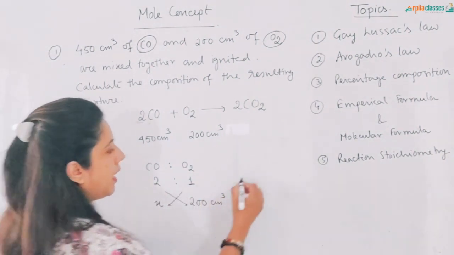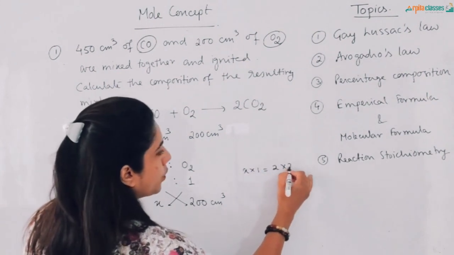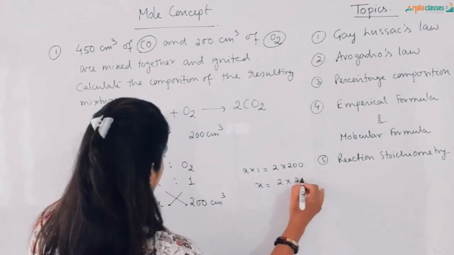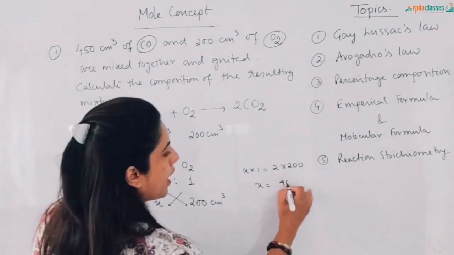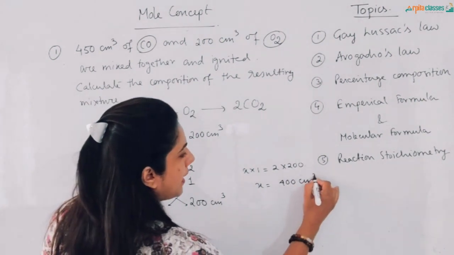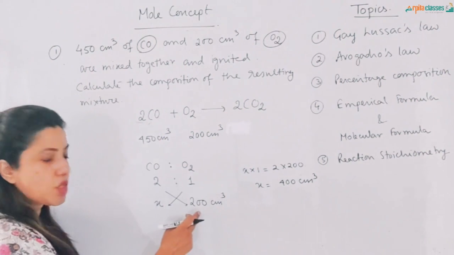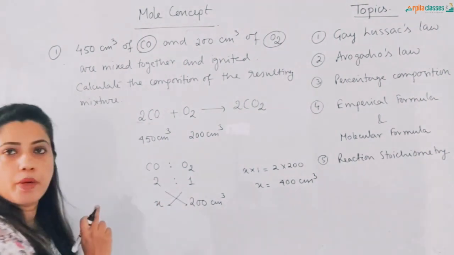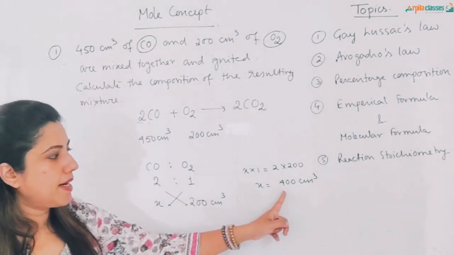Cross multiply. It will be x into 1 is equal to 2 into 200. Therefore, x is equal to 2 into 200. So, x will be equal to 400 centimeter cube. We can directly do it from here also. The ratio is 2:1. So, if this is 200, this will be double of it. That is 400. But the right way to do it is cross multiply and show. So, x is 400 centimeter cube.